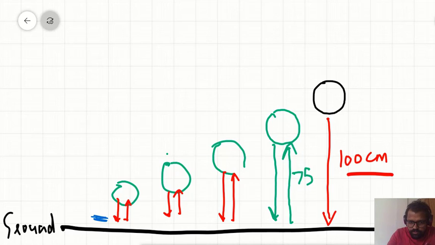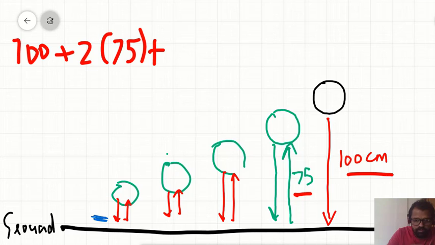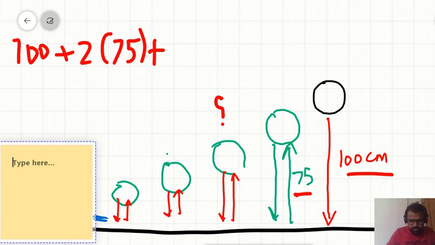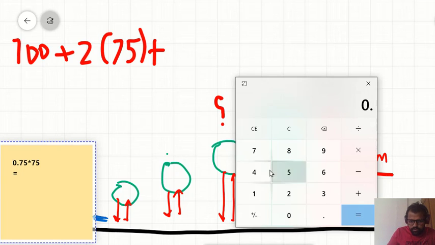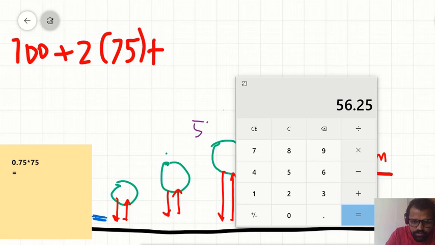Okay, this is 100, 75% of 100, this is 75. 100 plus 2 times 75. Okay, and then what is this distance? 75% of 75, right? That means 0.75 times 75 equals 56.25 centimeters. So let's write it down here, 56.25.